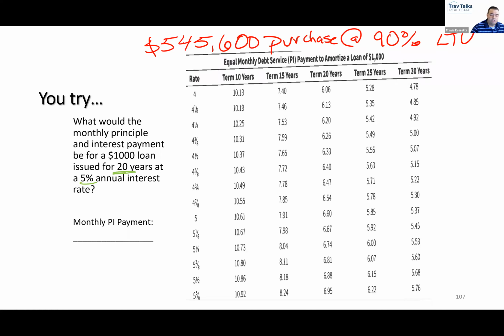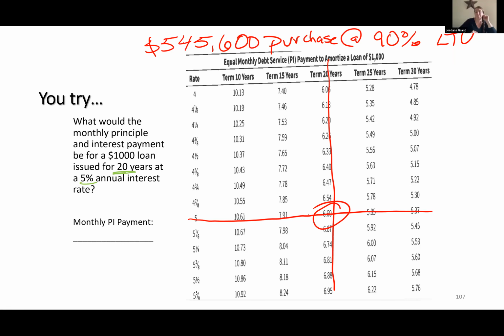So if we look at the chart, 5%, 20 years, how many of you came up with 6.60 as your loan factor? Everybody good on that? So we got a factor of $6.60. If I look at my loan amount, 545,600 times 90% loan to value, I came up with a loan amount of 491,040. Everybody all right with that?